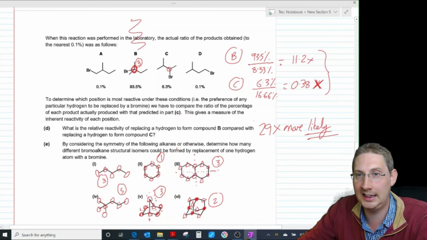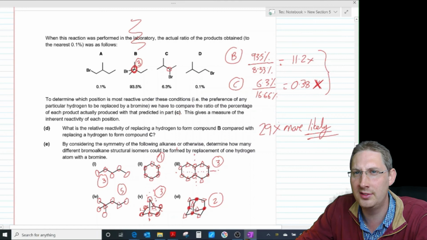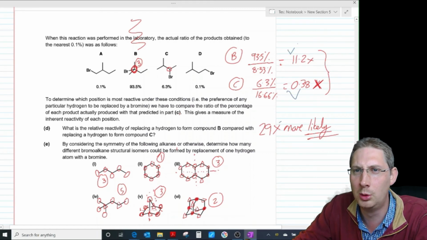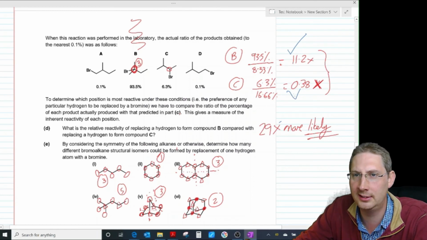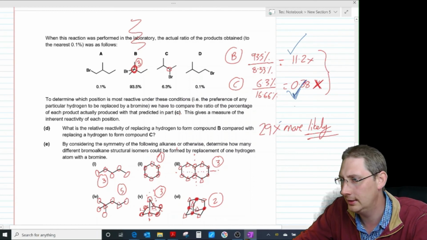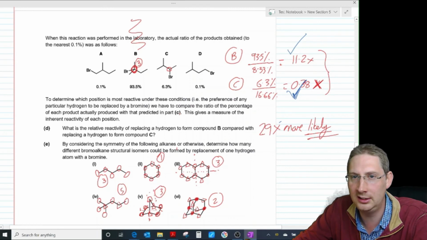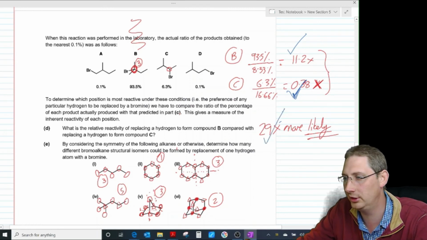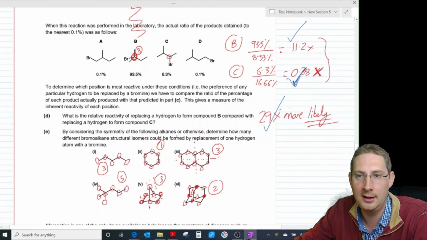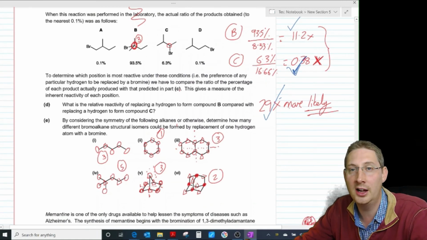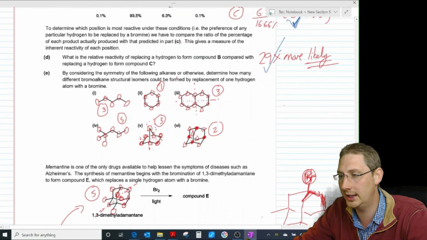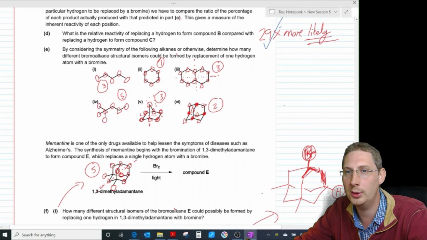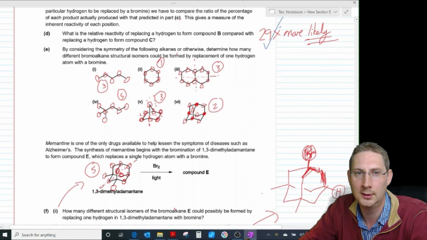They've done exactly what I've done here. They've worked out that this is 11.2%, sorry, more likely than it should be. This is 0.38% as likely as it should be, and therefore it is 29. They've got 29.7 because they haven't rounded. But in this competition, as long as you show you know what you're doing, they're not so fussed about rounding errors. You'll get it marked right. 29 times more likely.